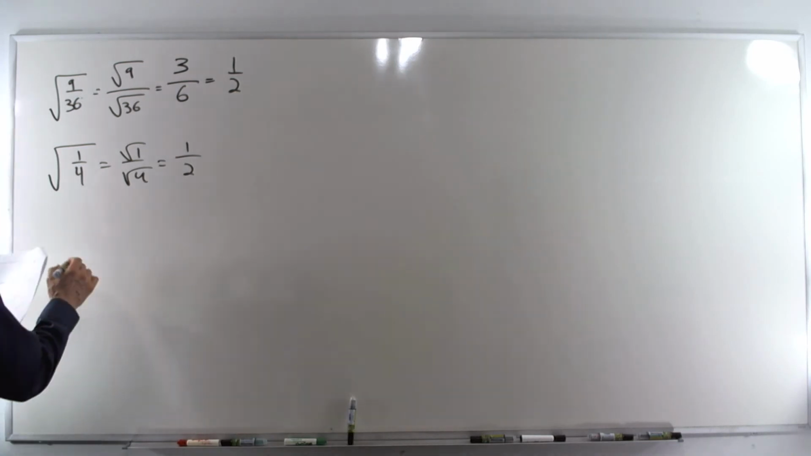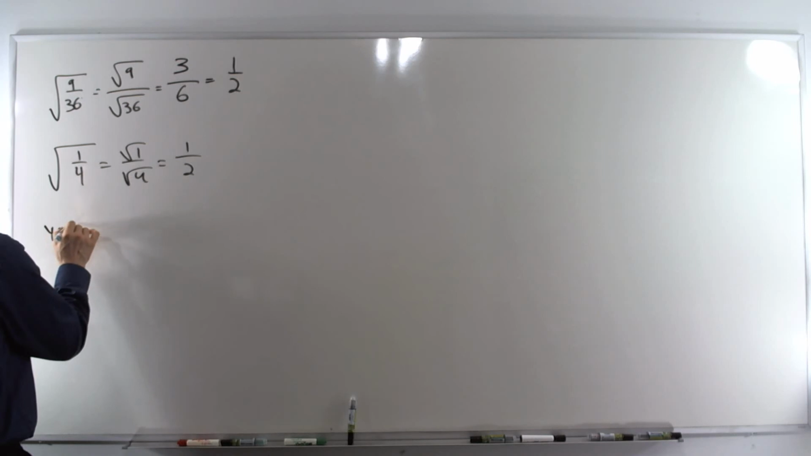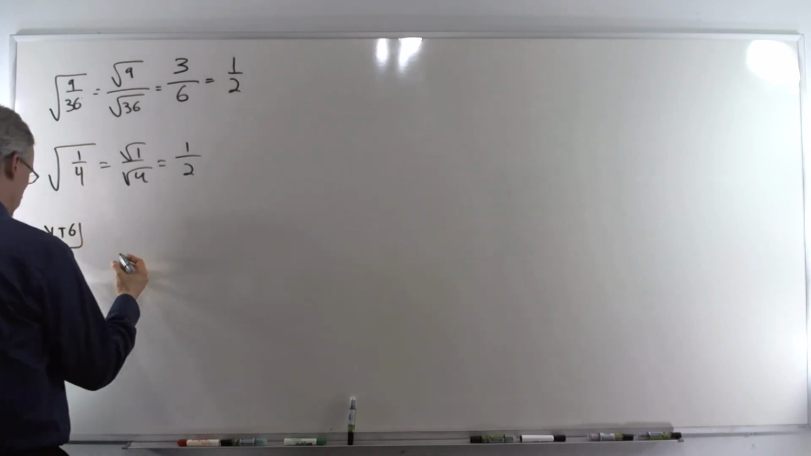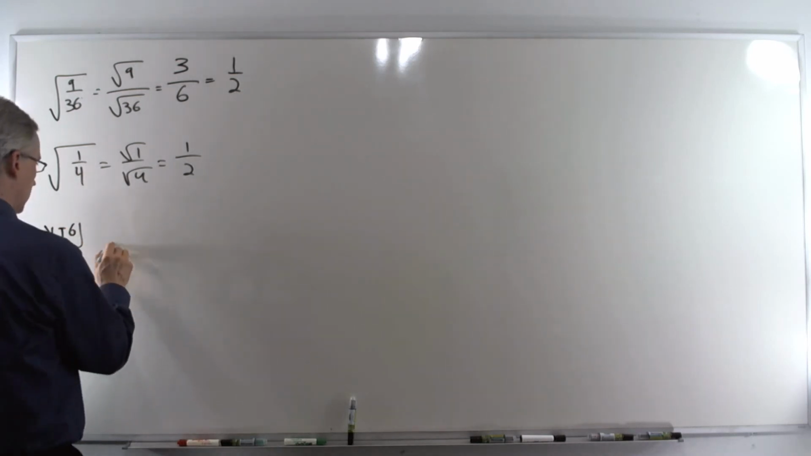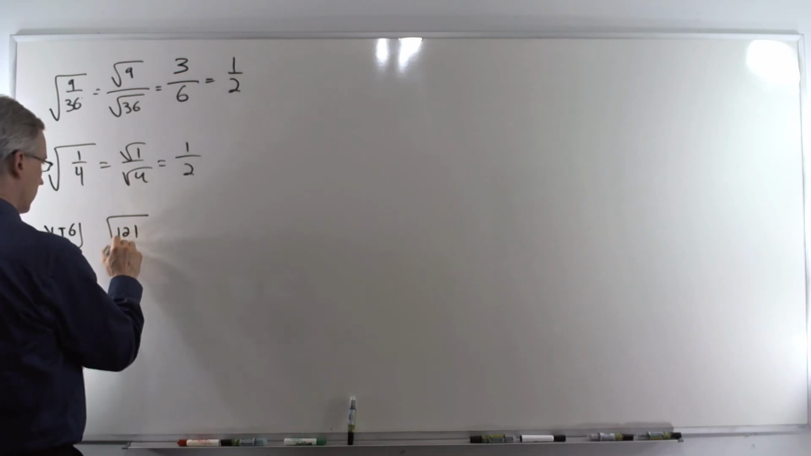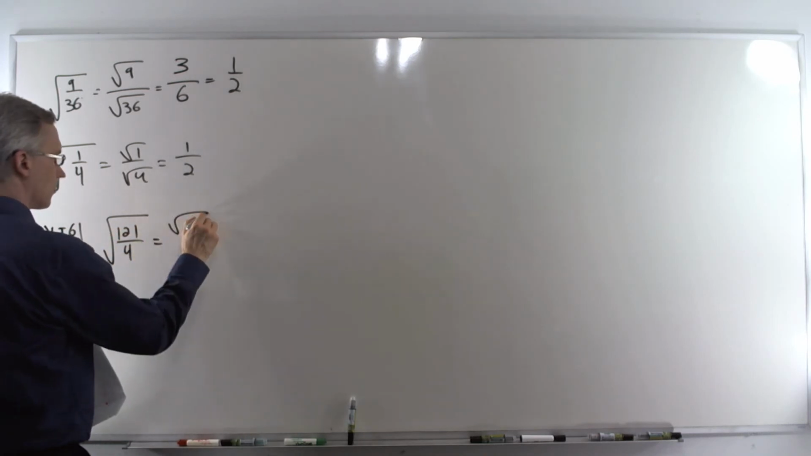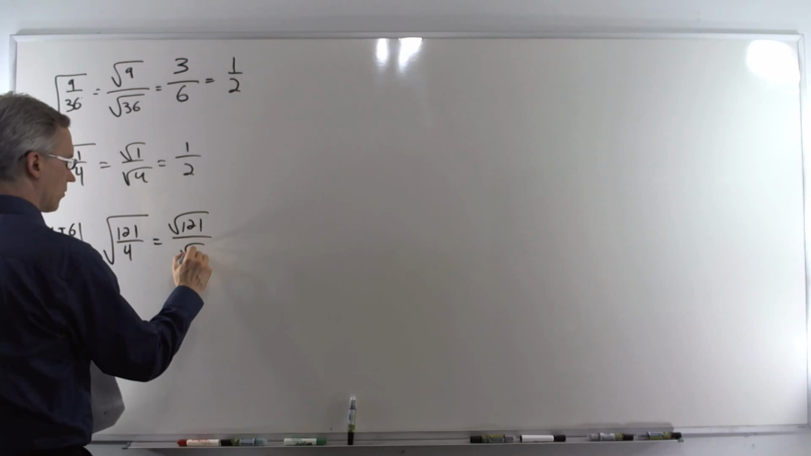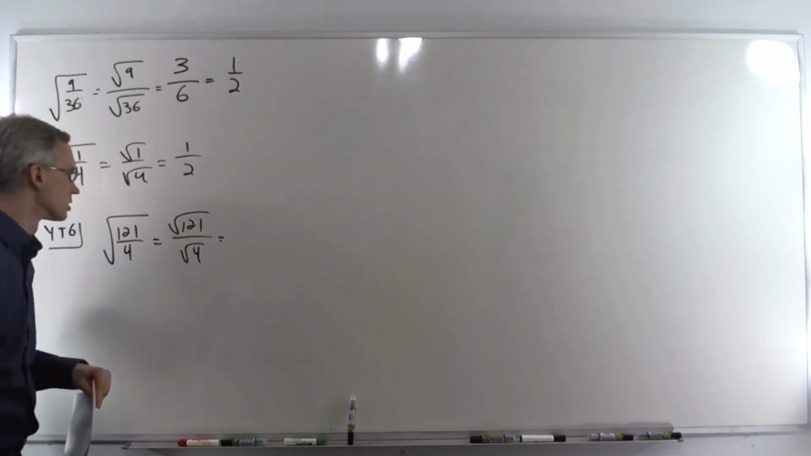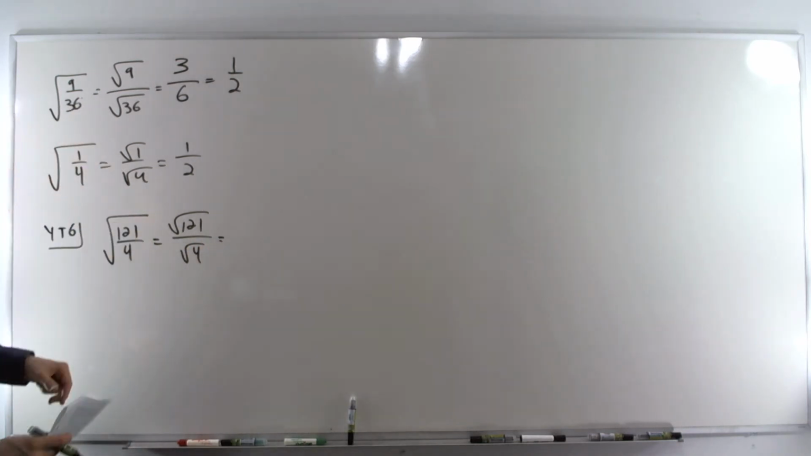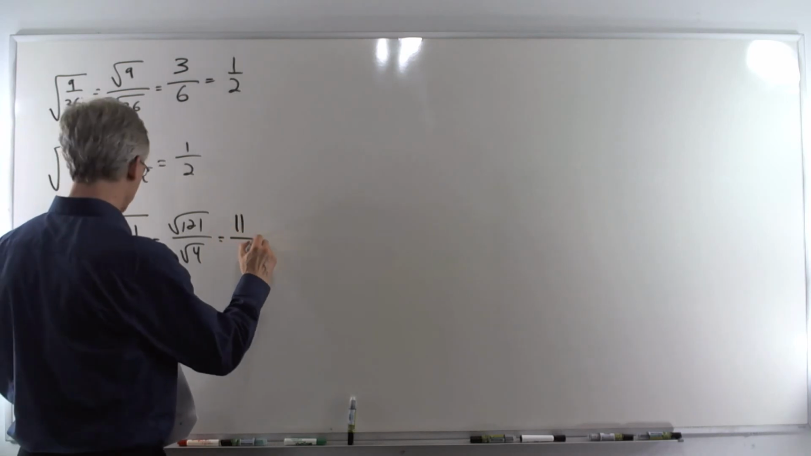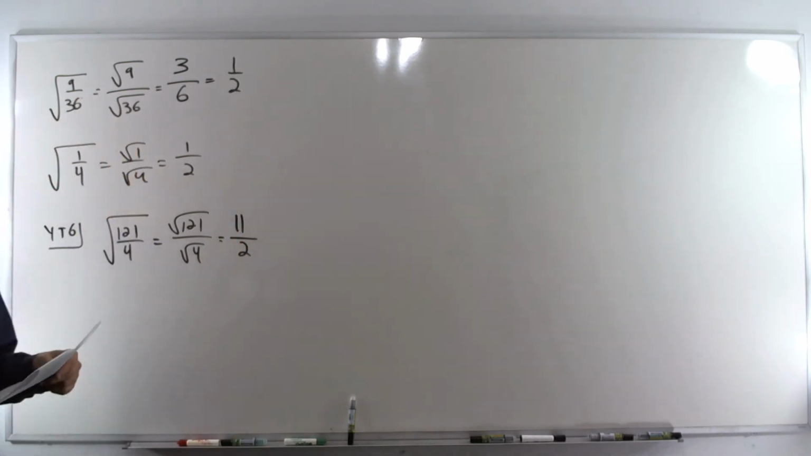Your turn, number 6. So we'll take the square root of top and bottom separately. Square root of 121 is 11, and the square root of 4 is 2. So 11/2 for that one.